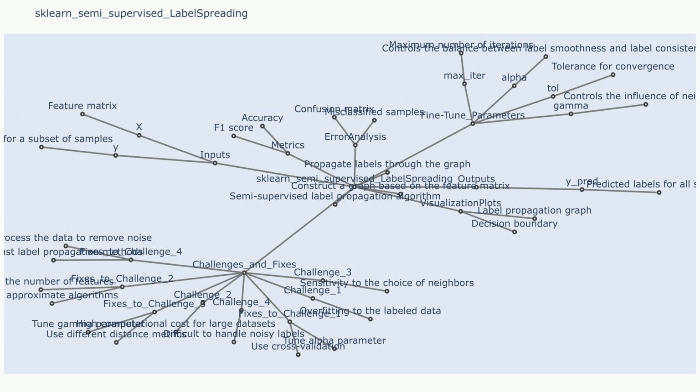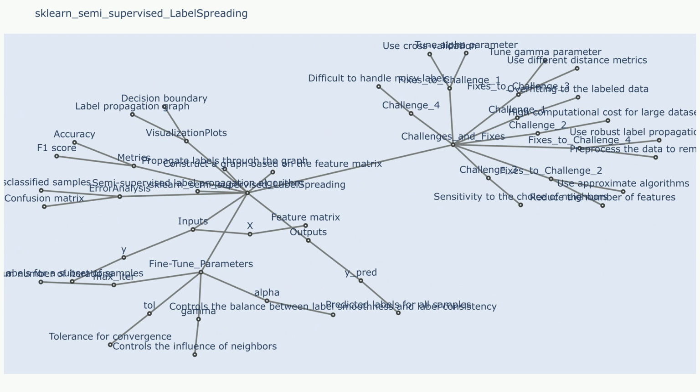Labels. This is the predicted labels for all data points, including both labeled and unlabeled data. This is a 1D array of the same length as the number of rows in X. Transductive labels. This is a 1D array of the same length as the number of rows in X. However, it only contains the predicted labels for the unlabeled data points. The labeled data points will have their original labels unchanged.